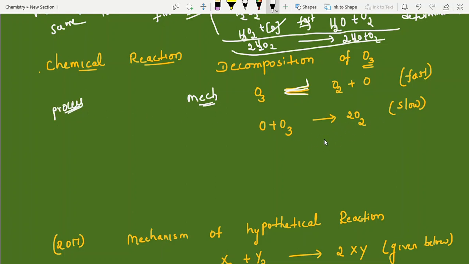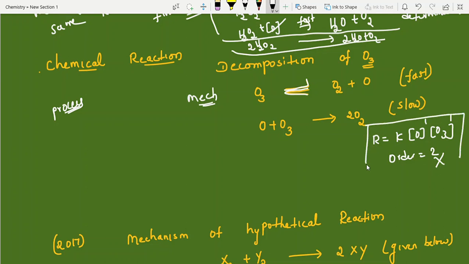Some of the students write the rate law like this: R equal to K into [O][O3]. So the orders are 1 and 1, and the overall order equals 2. Like that they were selecting, but this is completely wrong. Why is it wrong? If you have seen mechanism type questions with a slow step and an equilibrium step, especially when an equilibrium step is there, we have to follow this process.